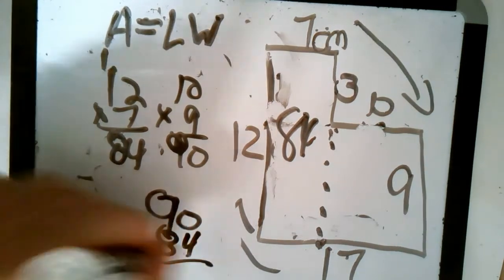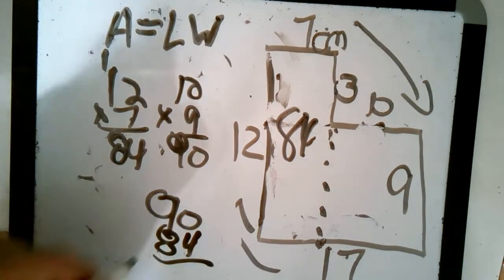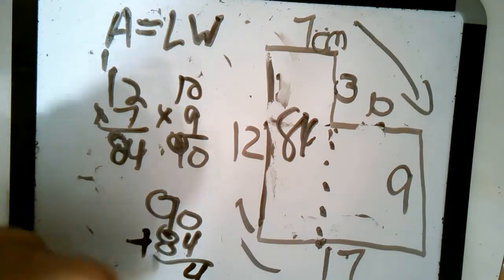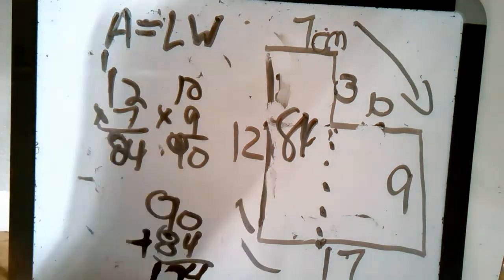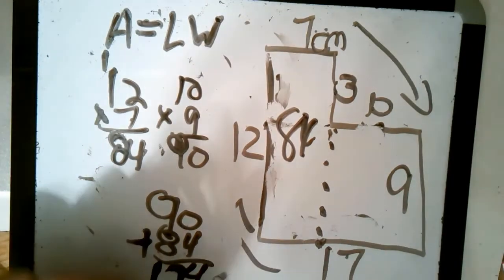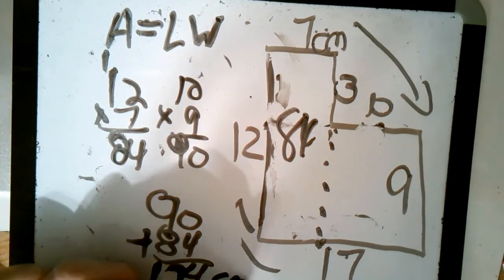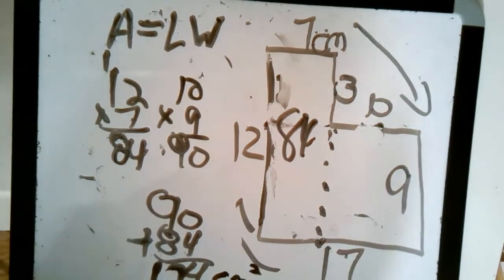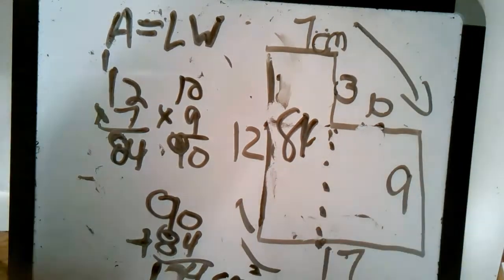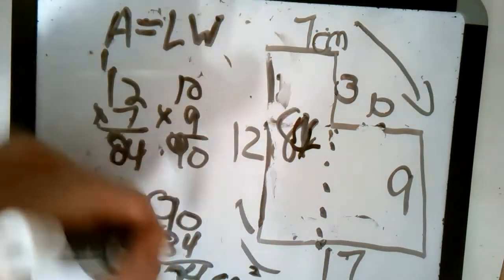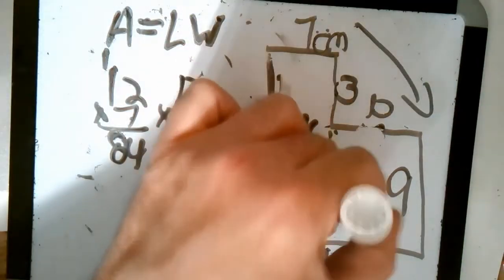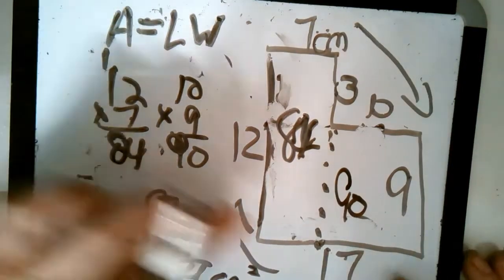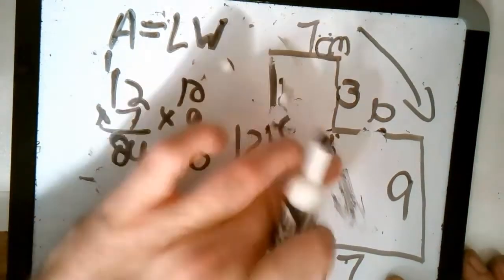Okay, I'm going to add those up. 4 plus 0 is 4. 9 plus 8 is 17. And for this one, I would do centimeters squared. Okay, centimeters squared. So that was 84. This was 90. And I just add those up. So that's that way. Let me show you the way if we did the other building.